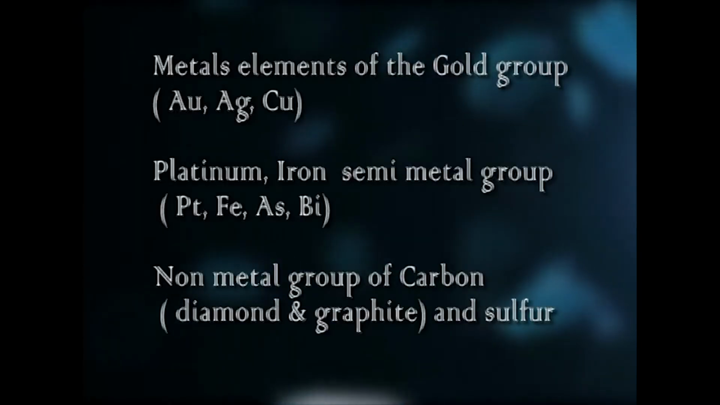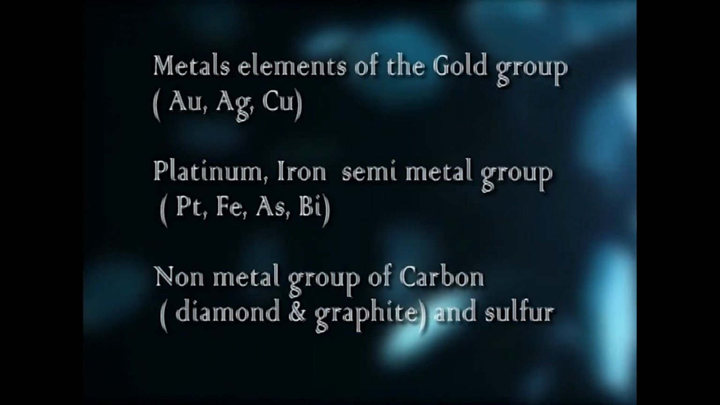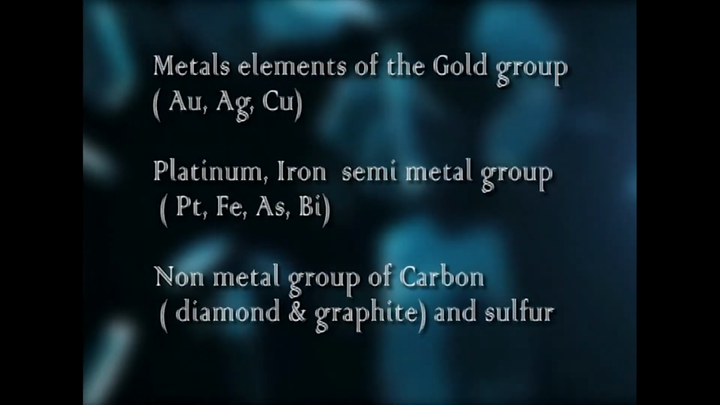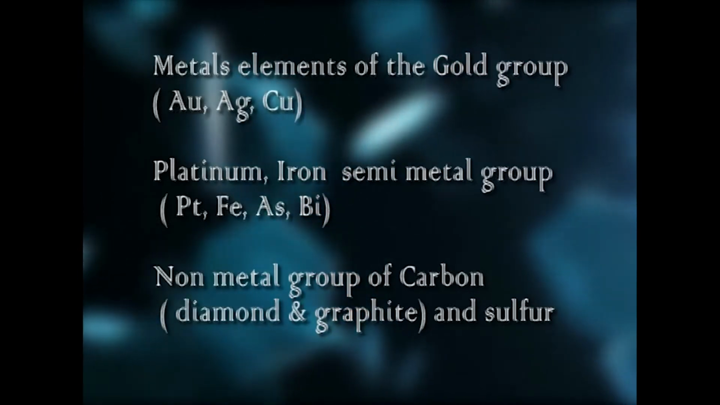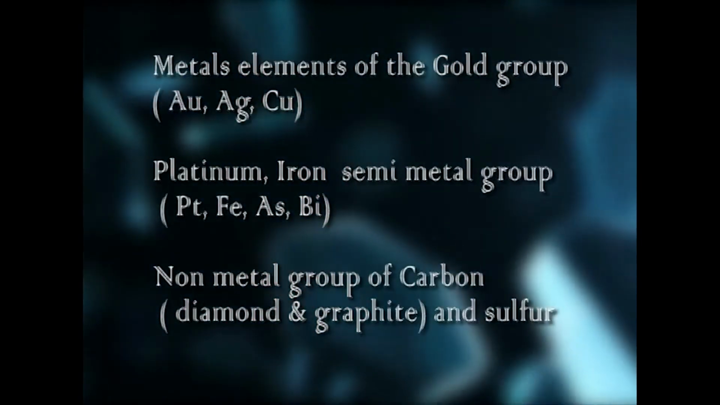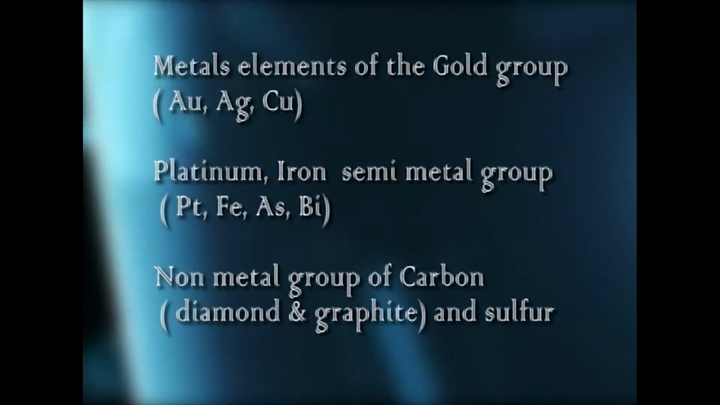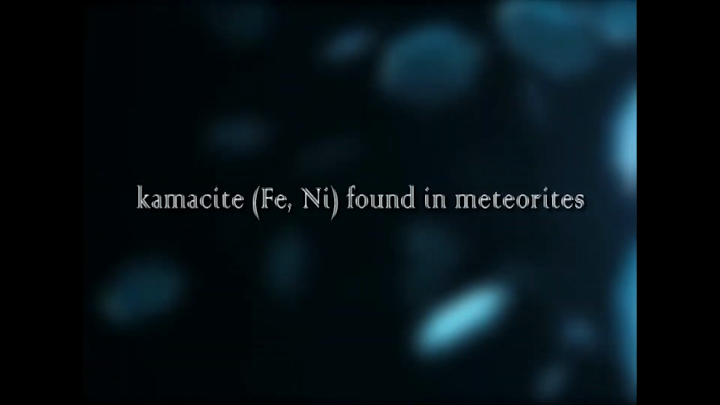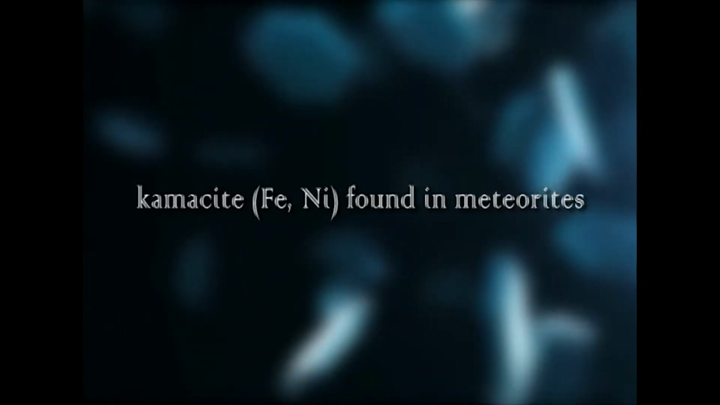There are some minerals which are composed of just one element. Among metals, elements of the gold group, that is gold, silver and copper, platinum, iron; the semi-metal group, arsenic, bismuth; and the non-metal group of carbon, diamond and graphite, and sulfur are among the best examples. There are also mineral alloys consisting of two metals, for example, kamacite, iron and nickel, as found in meteorites.